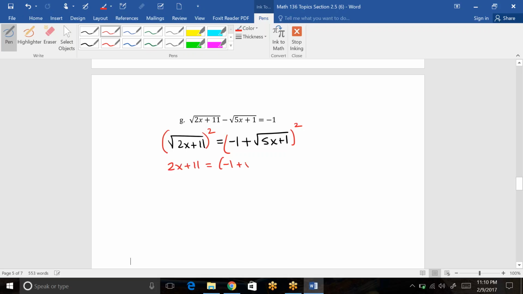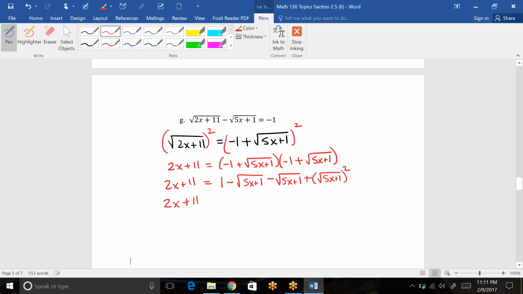On this side we need to write this twice and FOIL it because we have a binomial squared. So we have 2x plus 11. -1 times -1 is +1. -1 times this square root would be negative square root. Square root times -1 would be another negative square root of 5x plus 1. And this is cool. Positive times positive will be positive, and we get the same guy twice. So he's square root of 5x plus 1 squared. The square and the square root will cancel on that.